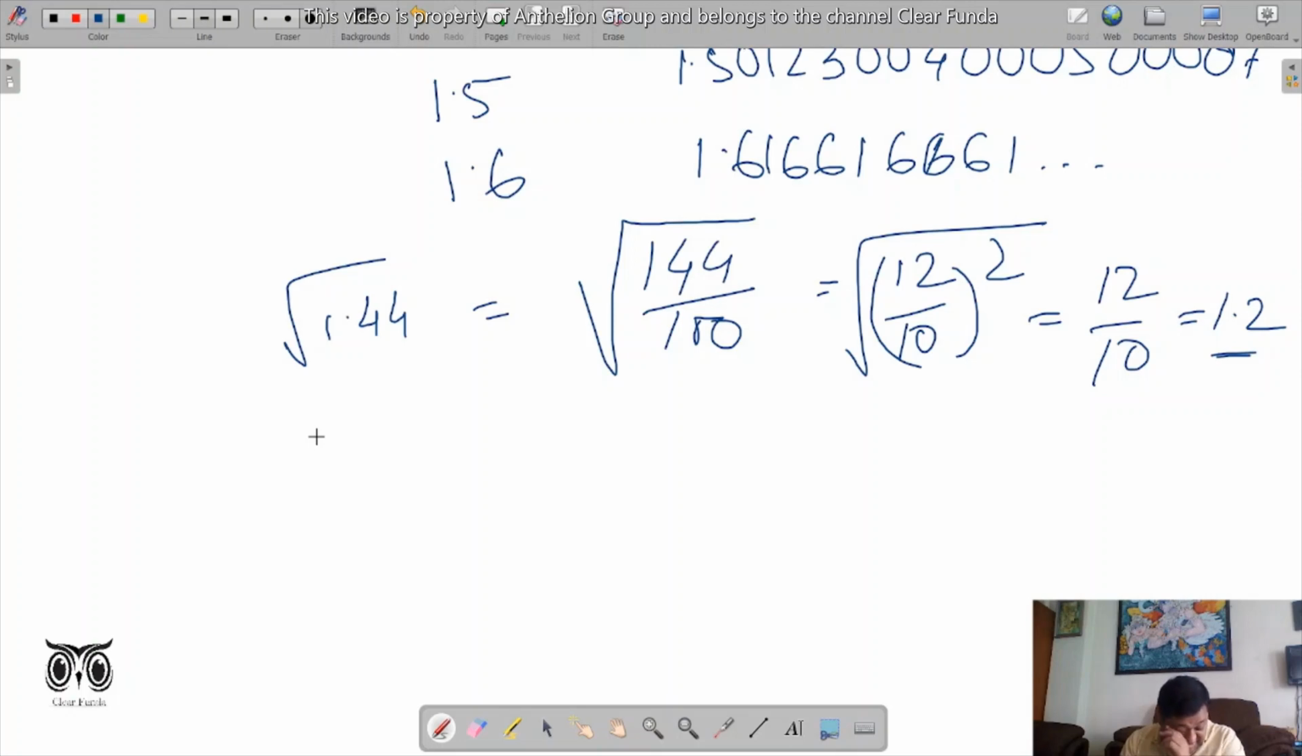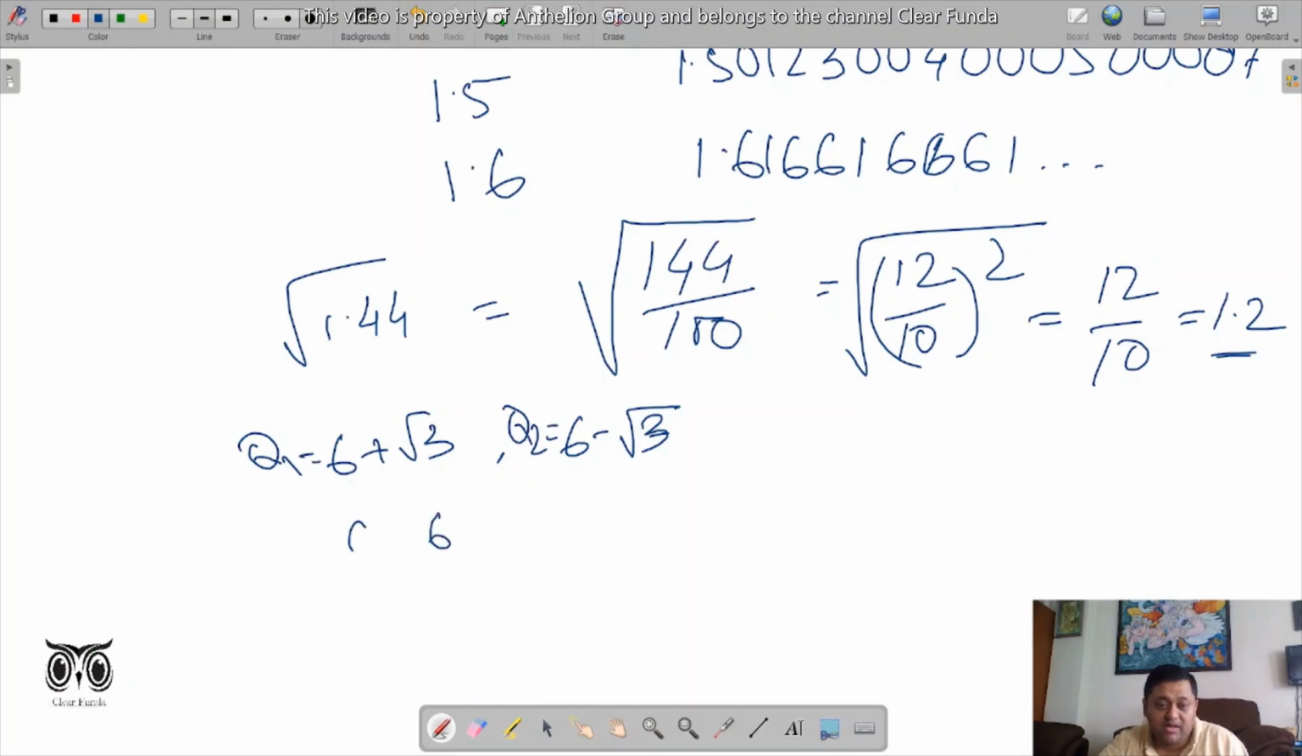So अगर आप बोलोगे कि डिफरेंस, give an example where two irrational numbers whose difference is a rational number. So for example, 6 plus root 3 is one irrational number and 6 minus root 3 is another irrational number. अब इन दोनों को ऐड करो. This is q1, this is q2. ठीक है, दोनों को ऐड करोगे तो क्या आएगा, q1 plus q2 equals 12. So this becomes a rational number. इस तरीके से आप कुछ भी कर सकते हो.